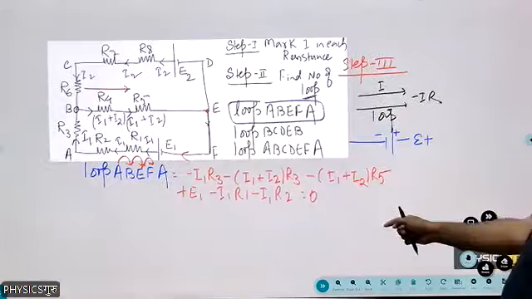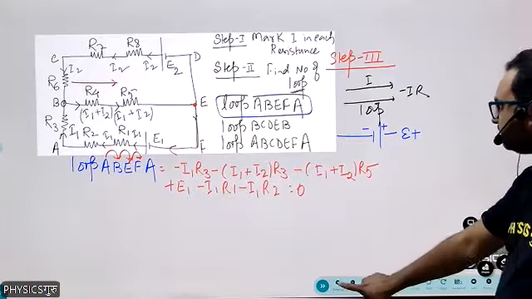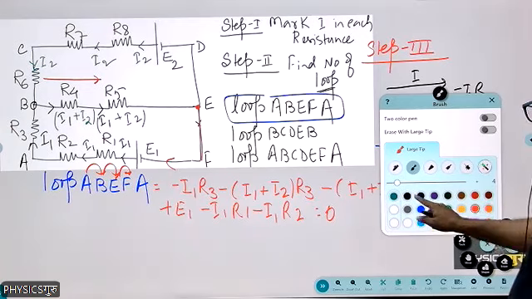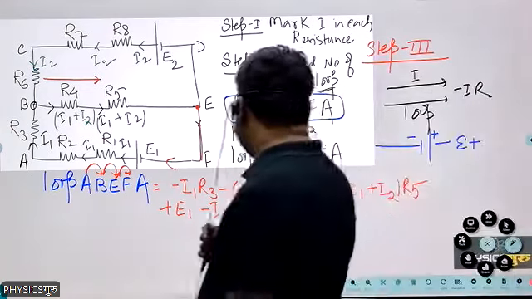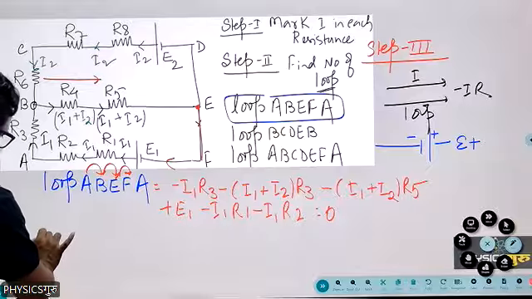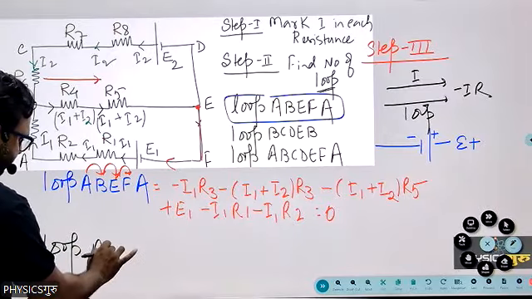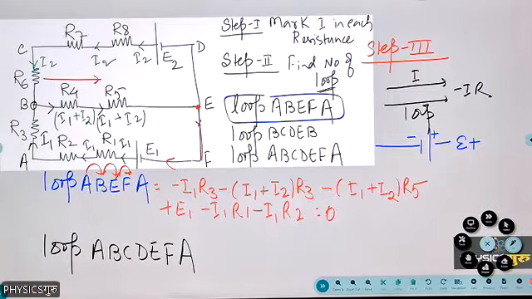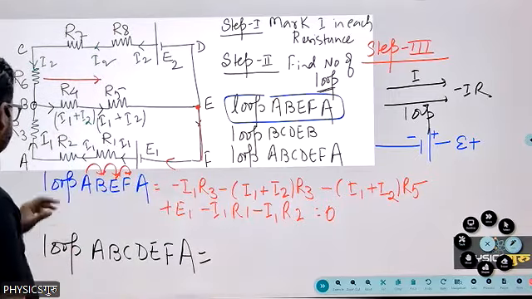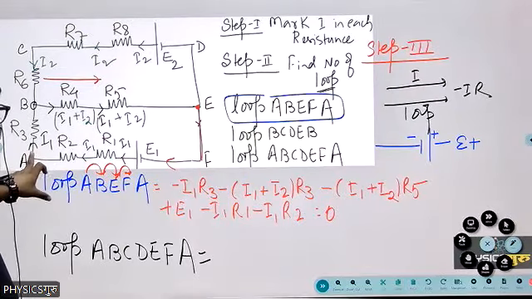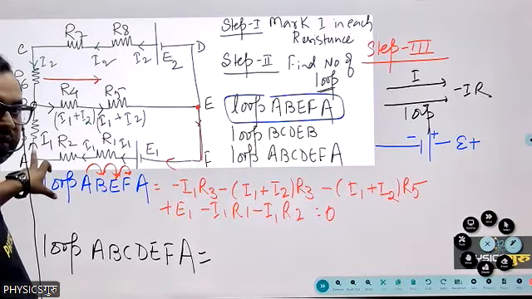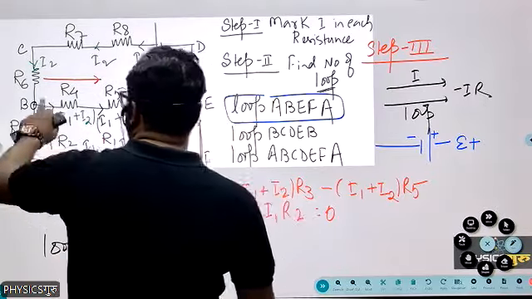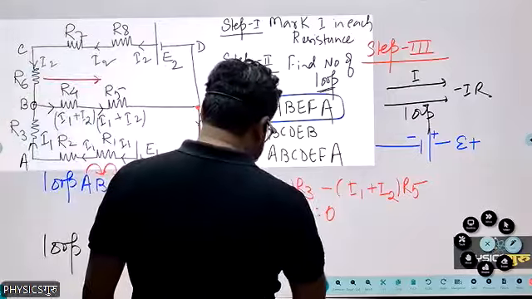Now the second loop, I will show you the next loop also. Suppose I want to find the bigger loop, I will solve the bigger loop first: A, B, C, D, E, F, A. I'm moving from A to B, the direction of current and the direction of loop is the same, so I into R is negative. So minus I1 times R3. Similarly, plus I2 R6.